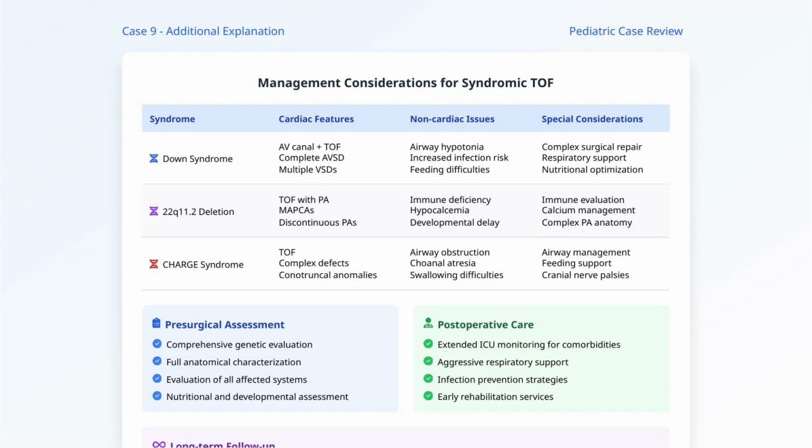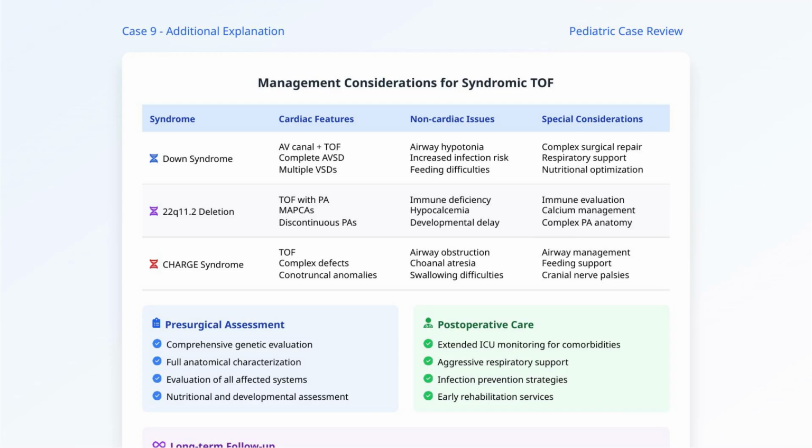Patients with 22q11.2 deletion syndrome require immune evaluation before surgery, calcium monitoring, and often have more complex pulmonary artery anatomy, including discontinuous pulmonary arteries and major aortopulmonary collaterals. CHARGE syndrome presents additional challenges with airway issues, feeding difficulties, and multi-system involvement requiring extensive pre-surgical evaluation.